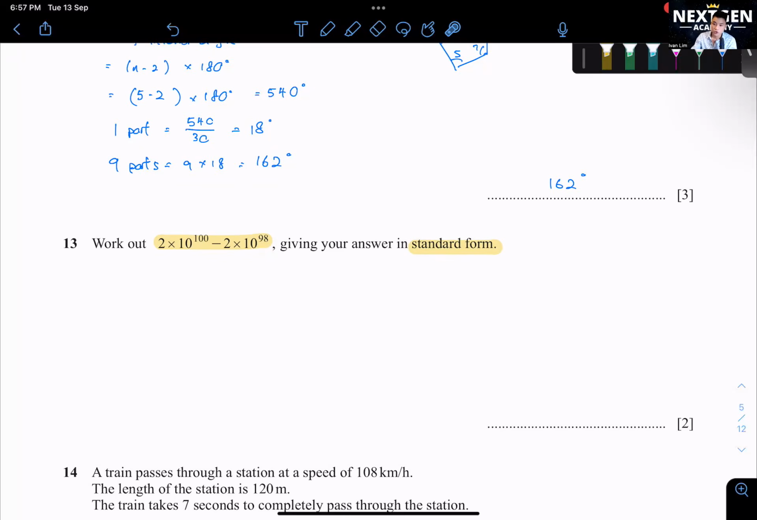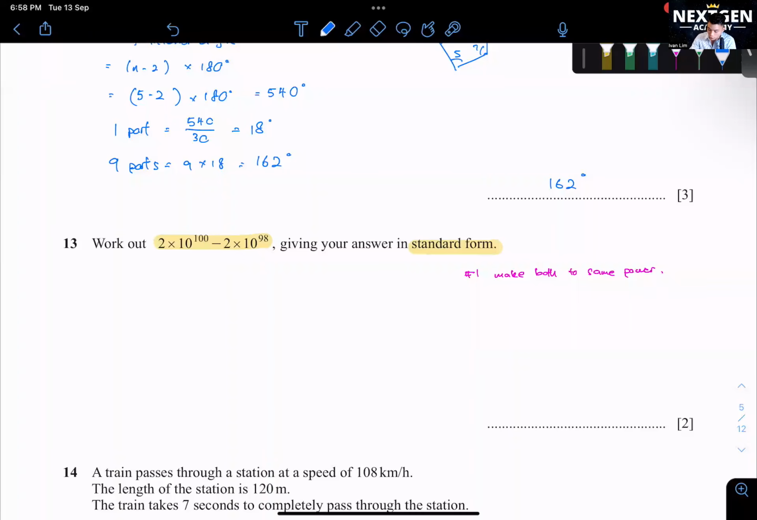Okay, math error. So you need to know how you can actually add and minus standard form. I don't know whether you all learned it in school. This is the way how you do it. Number one, if you want to plus or minus a standard form that is a little bit bigger, the first step is to make both to the same power first. You cannot add or subtract if the power is different.